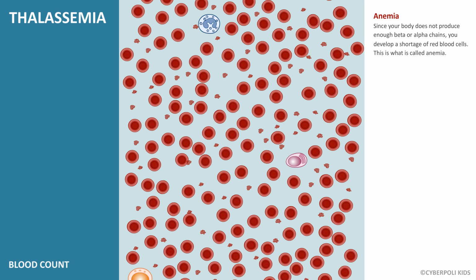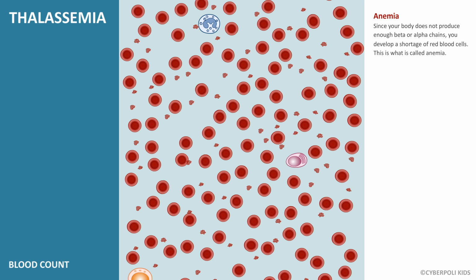Since your body does not produce enough beta or alpha chains, you develop a shortage of red blood cells. This is what is called anemia.